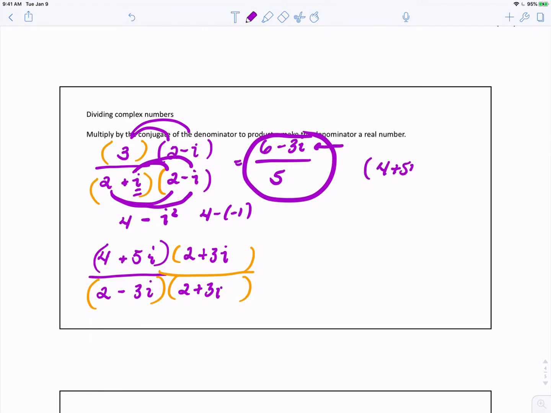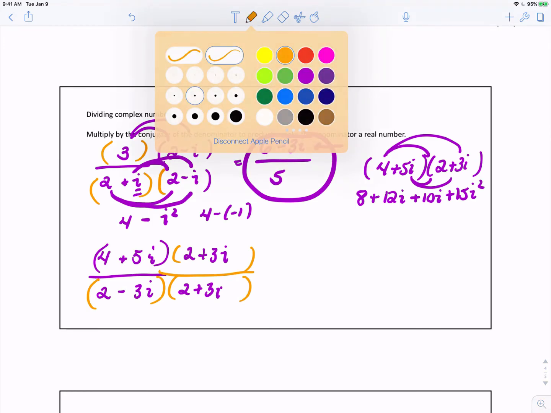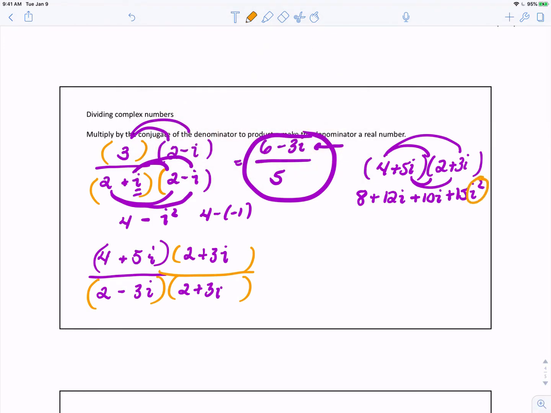4 plus 5i times 2 plus 3i. If we distribute, we're going to have 8 plus 12i. Then we're going to have plus 10i plus 15i squared. We'll remember that whenever we see an i squared, this is going to be equal to negative 1. So what we have so far now is 8. Combining our i's, plus 22i. 15 times negative 1 is negative 15. And if we combine those, we have negative 7 plus 22i. So that's our new numerator, negative 7 plus 22i.